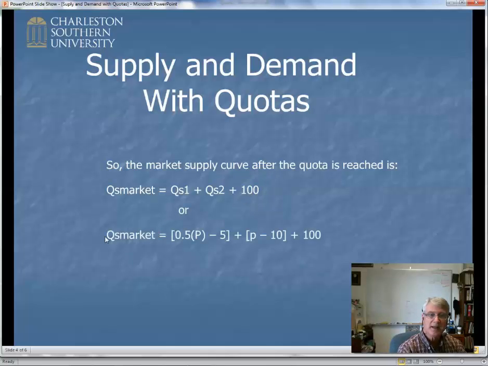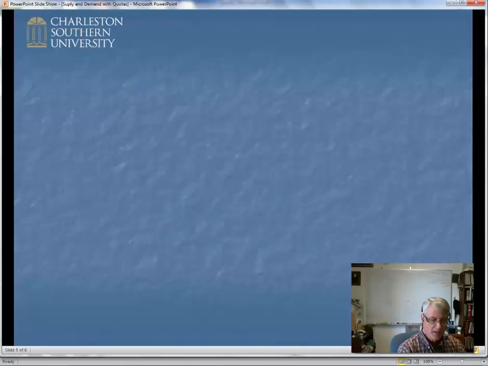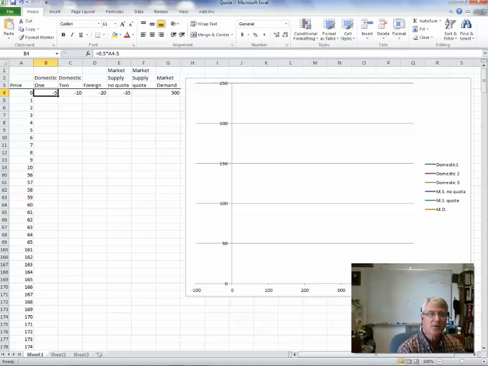So what really happens is the market supply curve after the quota would be 0.5p minus 5, that was the first one, plus p minus 10, that was quantity supplied 2, plus 100. Or if you work it out, that works out to be 1.5p plus 85. Now I've generated this in Excel so that you could see. Hope you can see this.